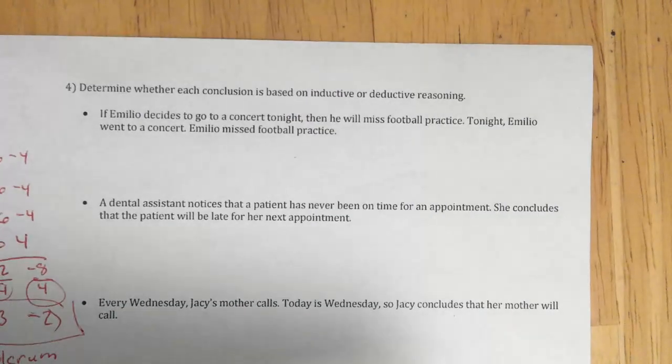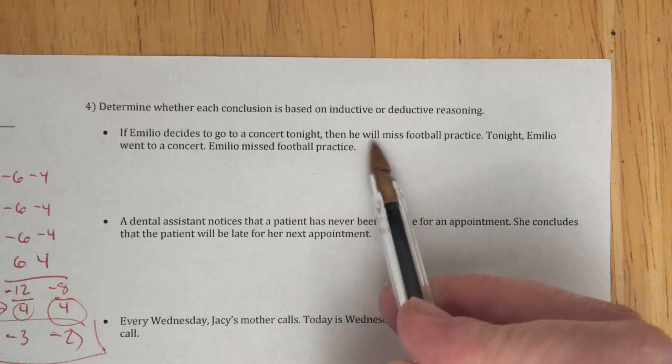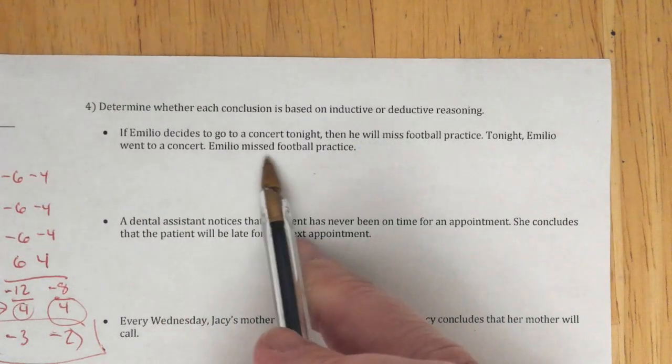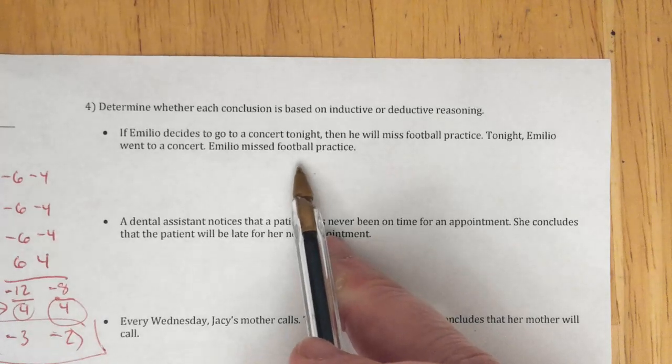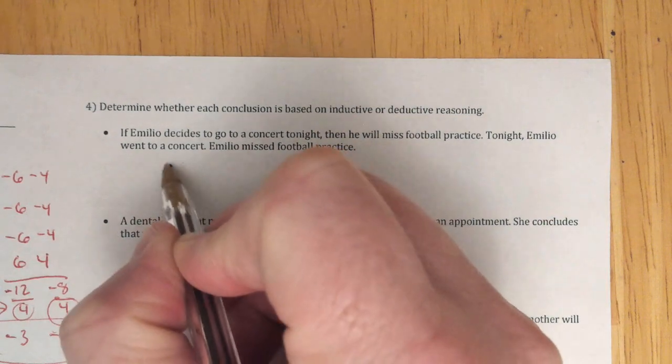All right, so now let's actually apply this. If Emilio decides to go to a concert tonight, then he will miss the football practice. Tonight, Emilio went to a concert. Emilio missed the practice. All right, so that one would be deductive.